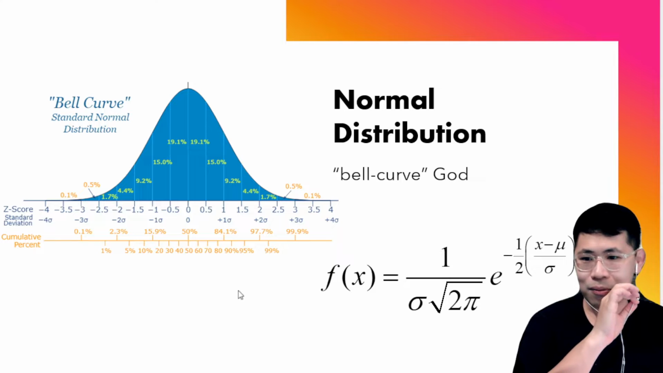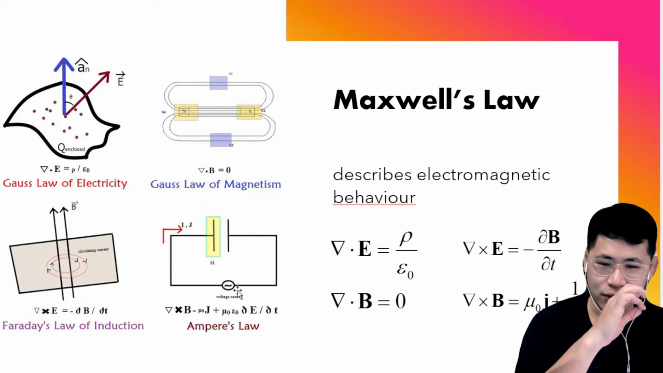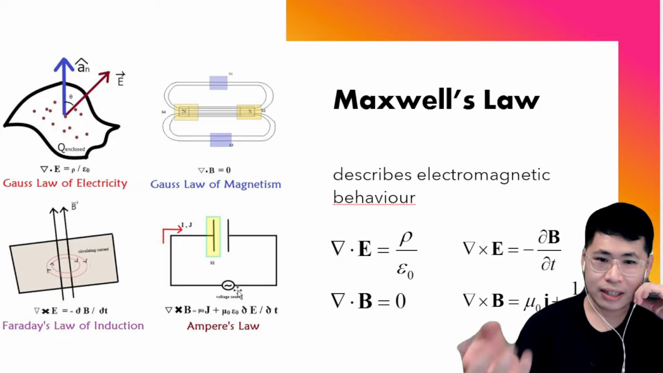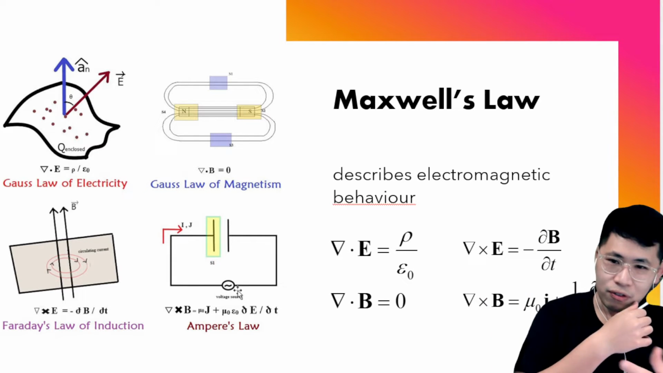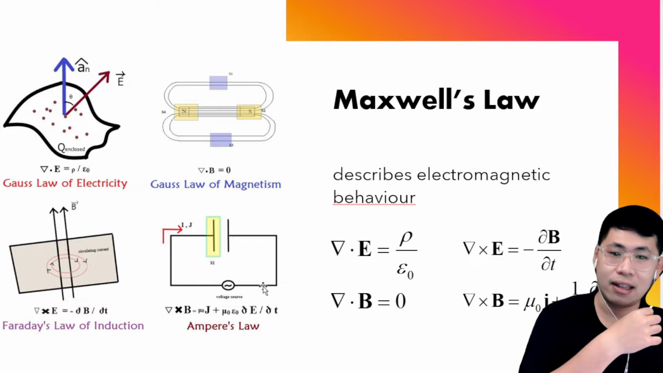Alright, next up we also have Maxwell's laws. So if you are an engineer in the future, you'll be seeing this a lot. So what are Maxwell's laws? It describes electromagnetic behavior. So over here we have 4 sets of formulas, and these 4 sets of formulas govern the rules of electric fields and magnetic fields.